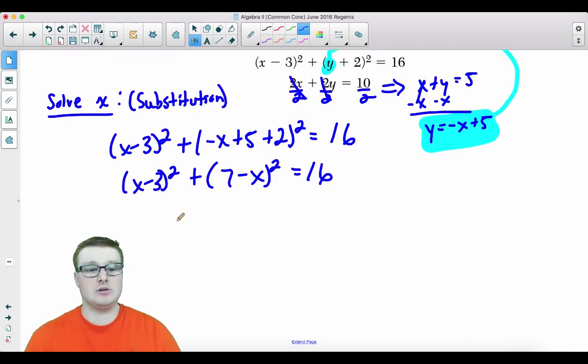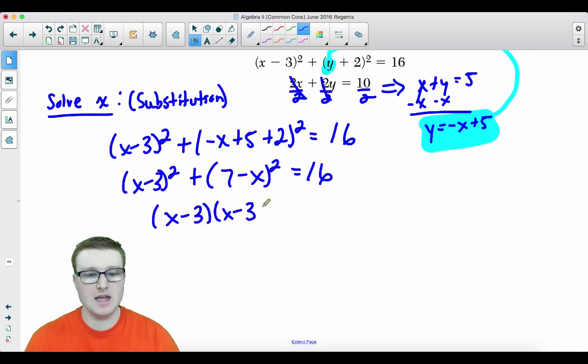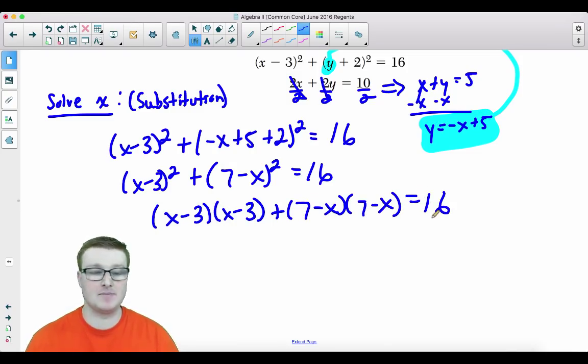Okay. So what I'm going to do is I'm going to expand this, then FOIL. So we get (x minus 3)(x minus 3) plus (7 minus x)(7 minus x). Yes, people, get ready to write. It's going to be a lot. So we're going to FOIL these.